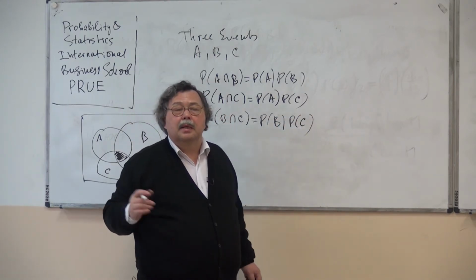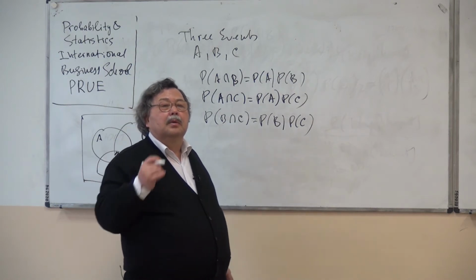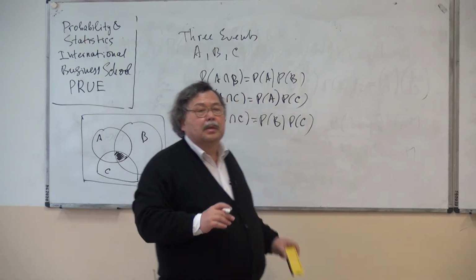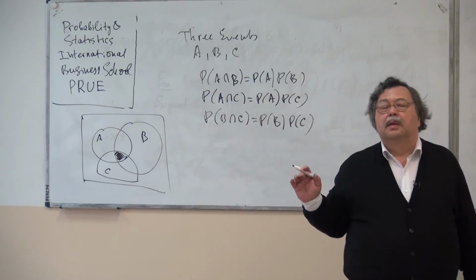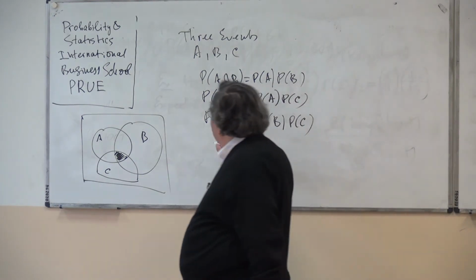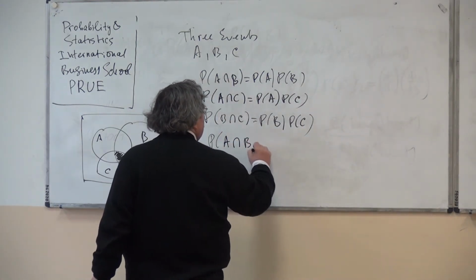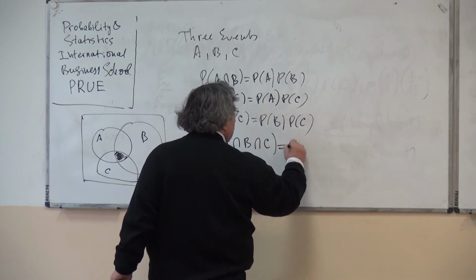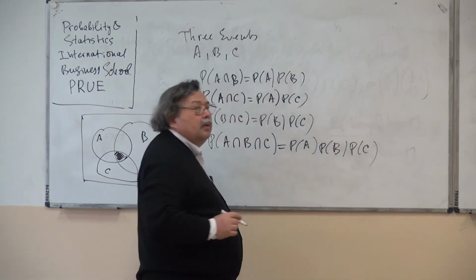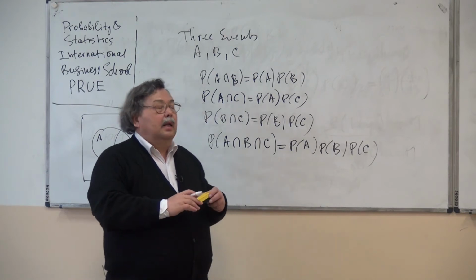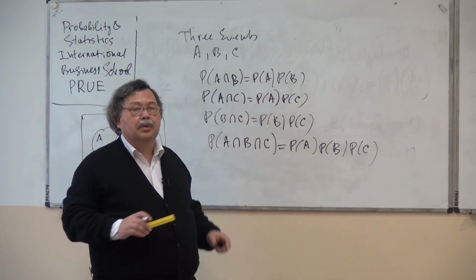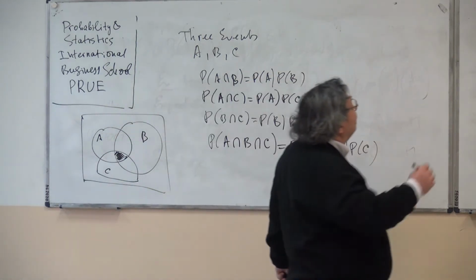Is that it? Is that all there is to it? The answer is no. Yes, we need to require that these 3 equations are satisfied if we want these 3 events to be independent. But it's not enough. We need to require something else. We need to require that A intersection B intersection C be equal to the product of the 3 respective probabilities. And mind you that this is not a consequence of the first 3 equations. Let's give an illustration.